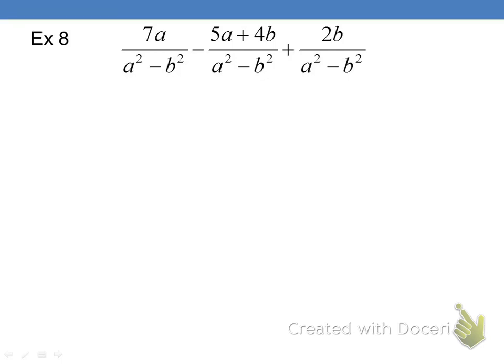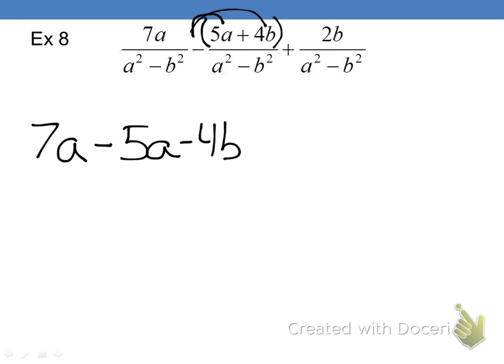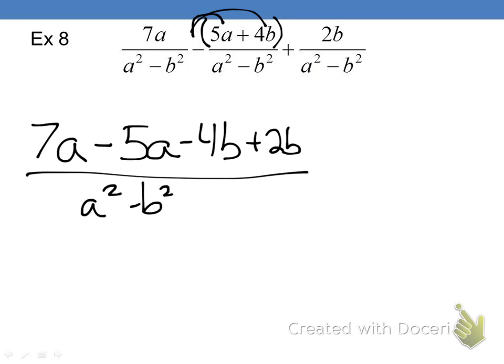All right, so do we have common denominators? We have 3 fractions. They all have common denominators, right? So I'm just going to work left to right. I'm going to write it as one big rational expression, then I'm going to combine like terms if I can. Careful because the middle one is being subtracted. So it's like 7a minus 5a plus 4b or minus 4b? Minus 4b plus 2b or minus 2b? Plus 2b. Good. All over a squared minus b squared.